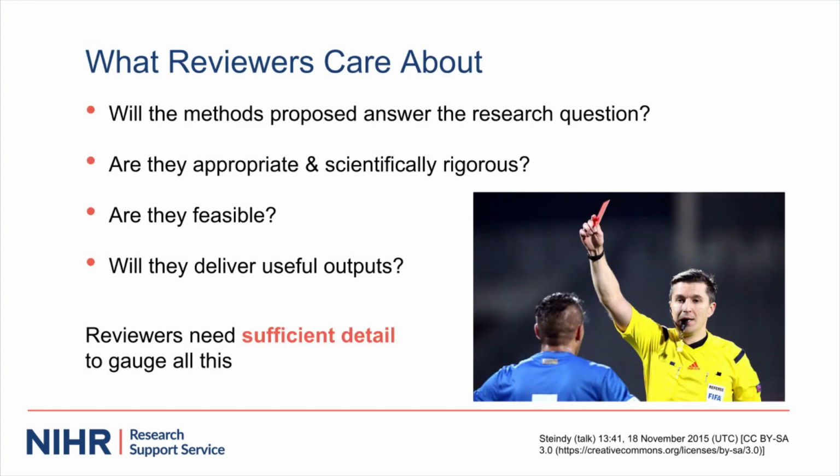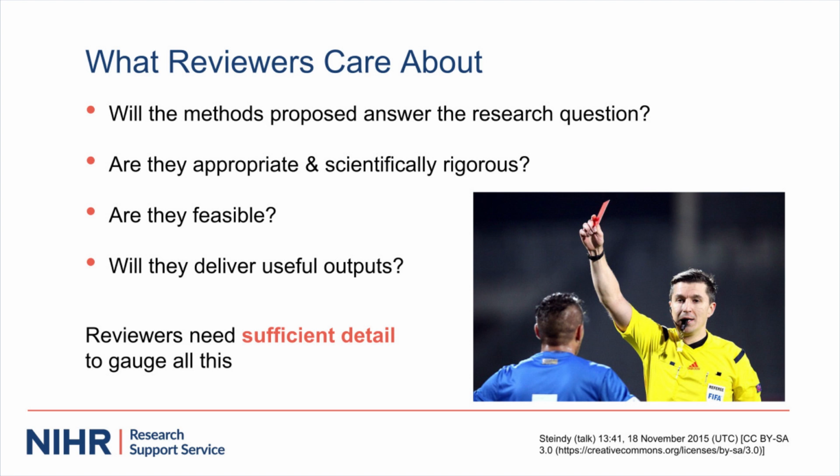So what do reviewers care about? Well, the primary thing they're looking for is, will the methods proposed answer the research question? Will we actually have something at the end of the day that addresses the problem that you've posed? And are these methods appropriate to what you're doing? Are they scientifically rigorous? So these obviously relate to whether they'll answer the question. Are they feasible? So are you trying to do something unrealistic, or actually are they feasible? You know, are the data actually there? Is the information that you need really there?